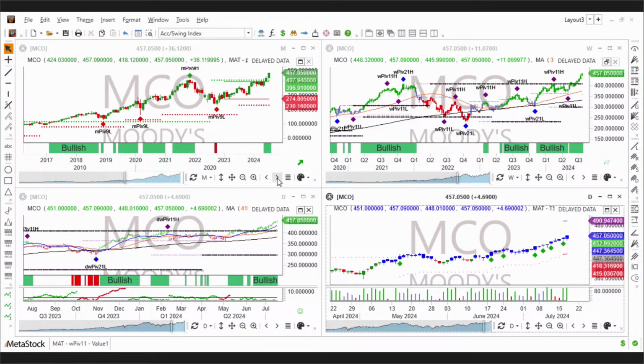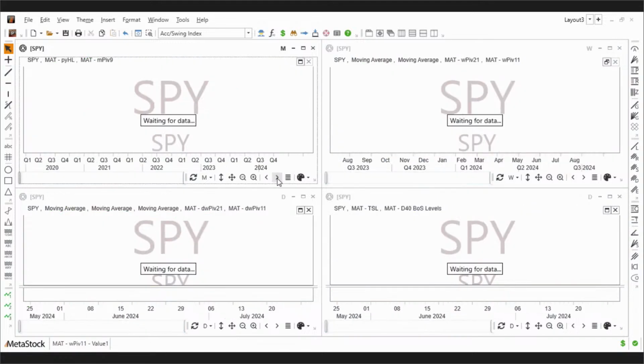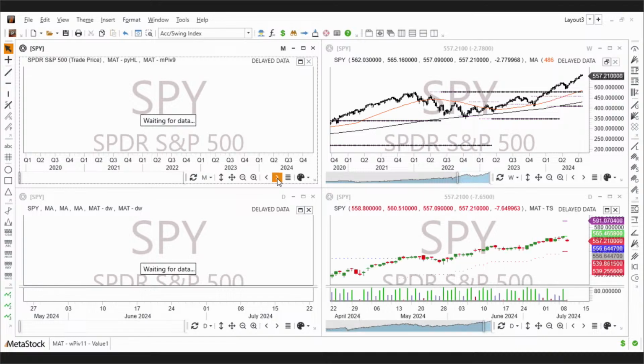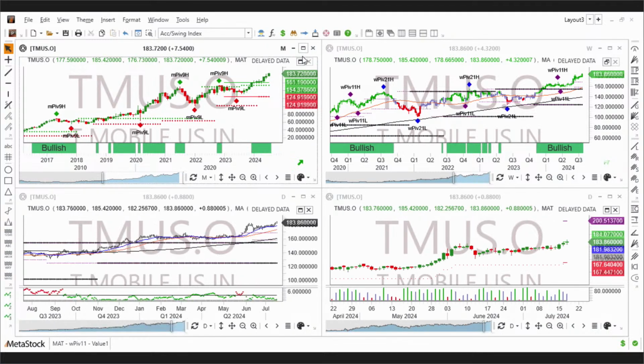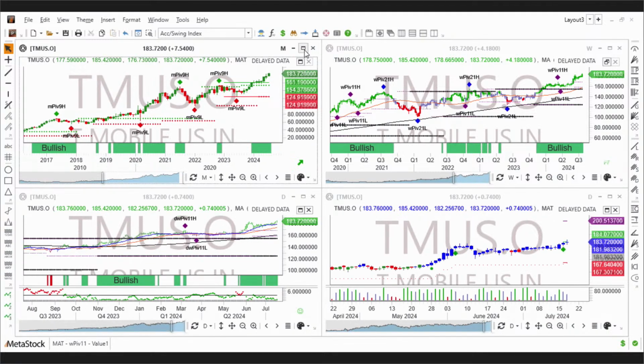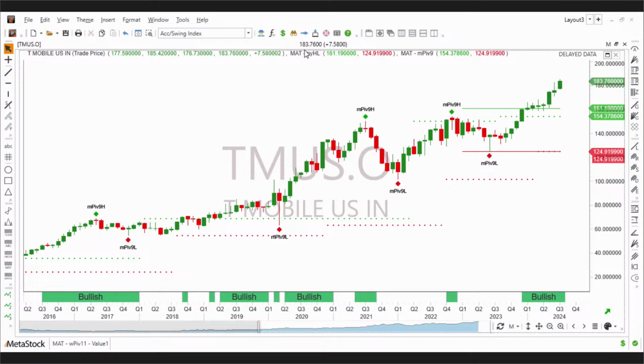Okay, just another couple more stocks. We've already gone through the S&P 500. Let's move on to T-Mobile. I think this might be the last stock. T-Mobile US. Massive company, guys. I was looking into this yesterday.